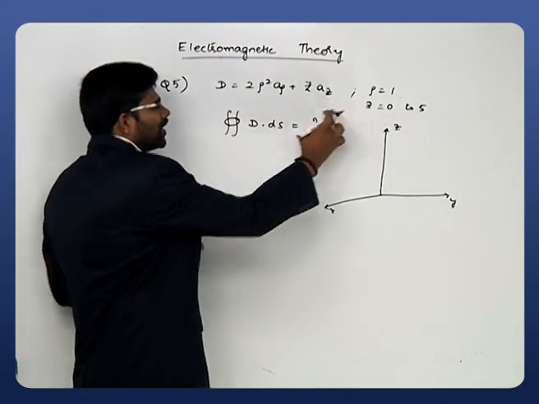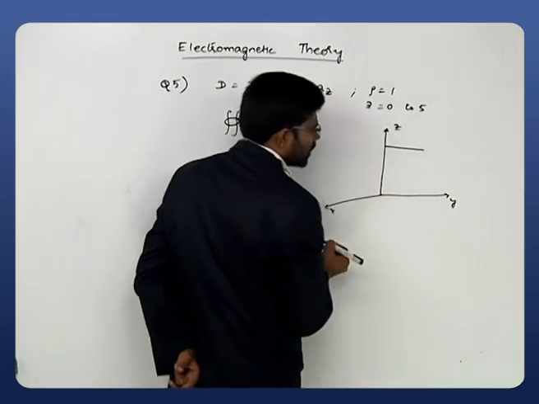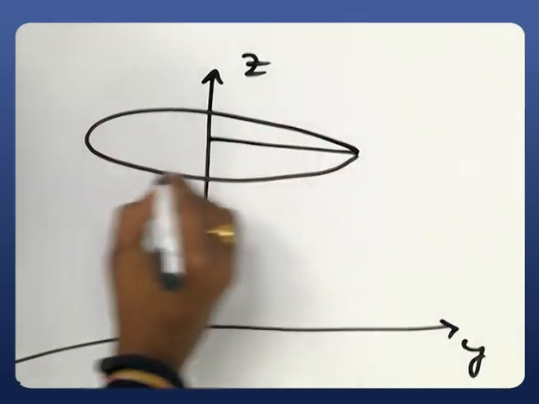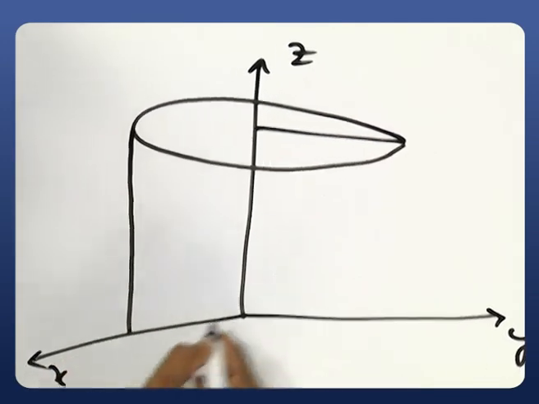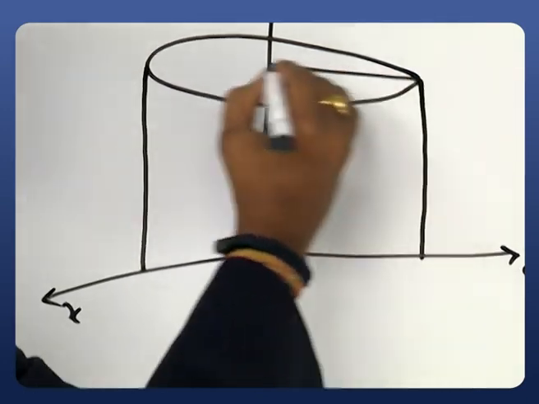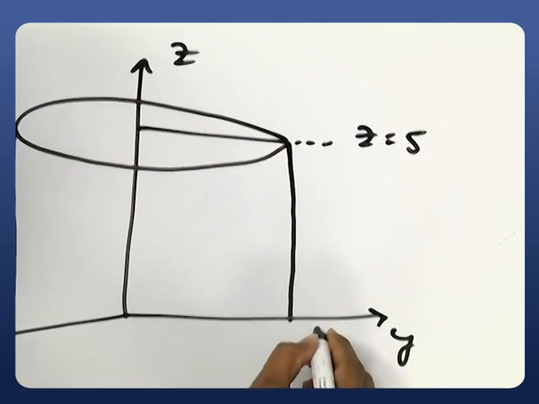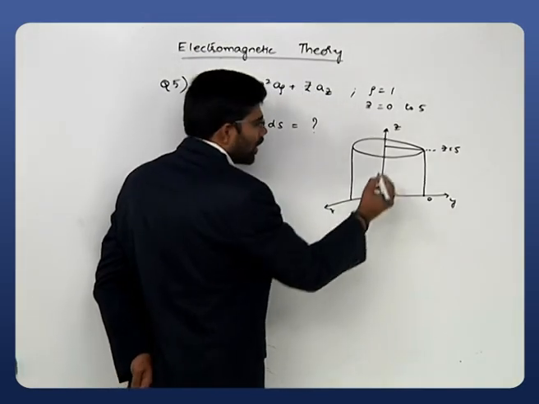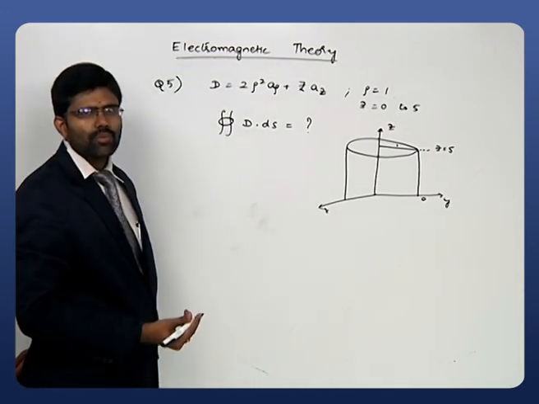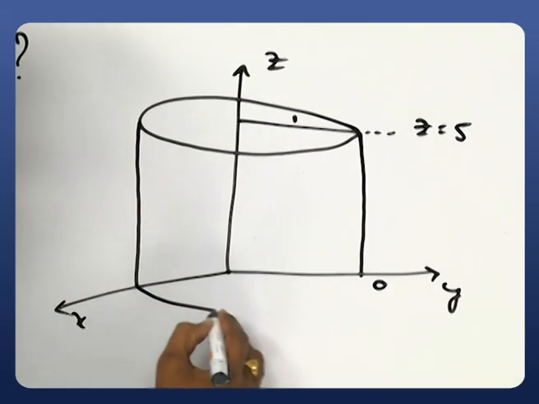To draw that cylinder, take rho from 0 to 1, that is, the radius of the cylinder is 1, and the cylinder extends from z equals 0, which means the xy plane, to z equals 5. So exactly at this location z equals 5 and at this location z equals 0, and the radius of our cylinder is 1, so rho equals 1. We need to calculate the total closed surface integral of this one.